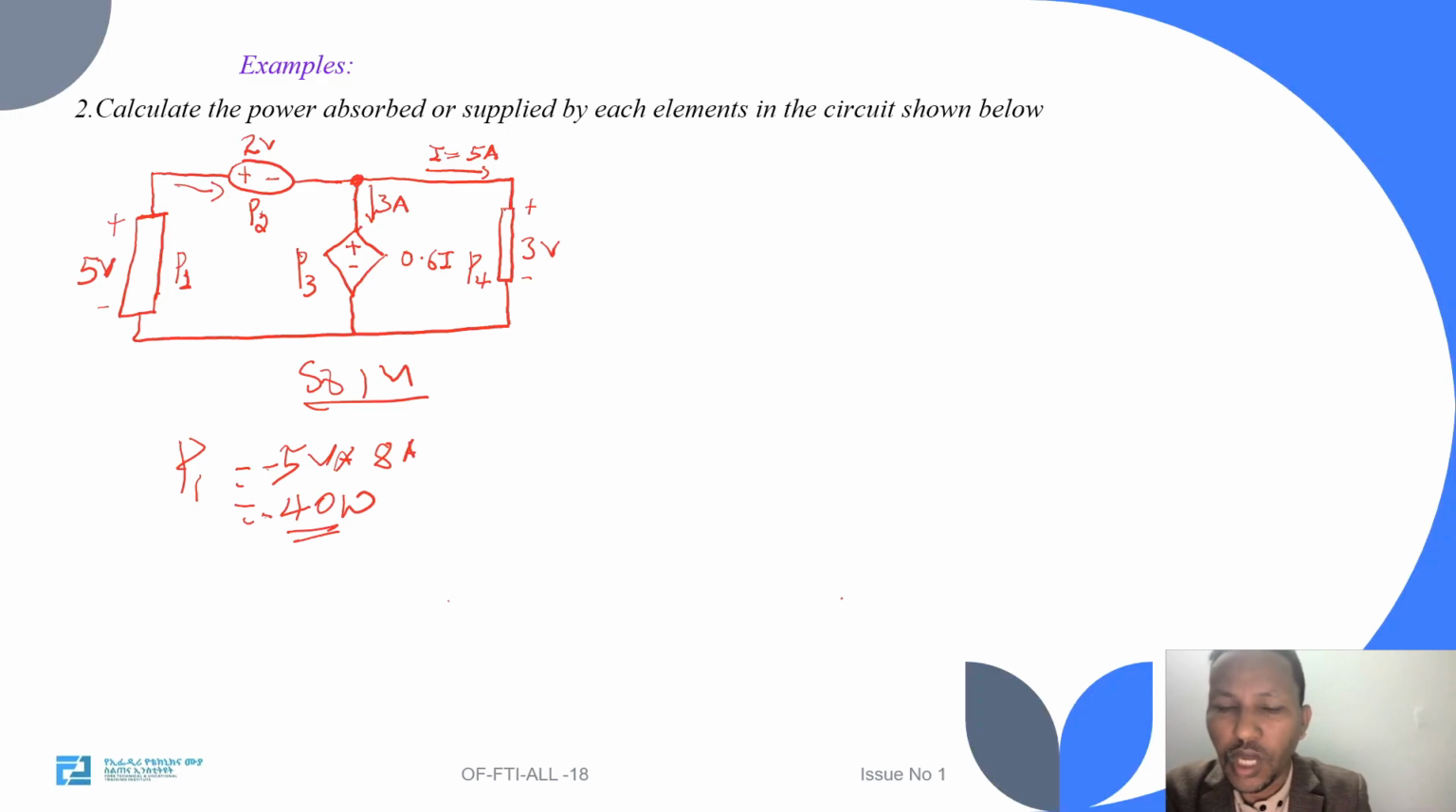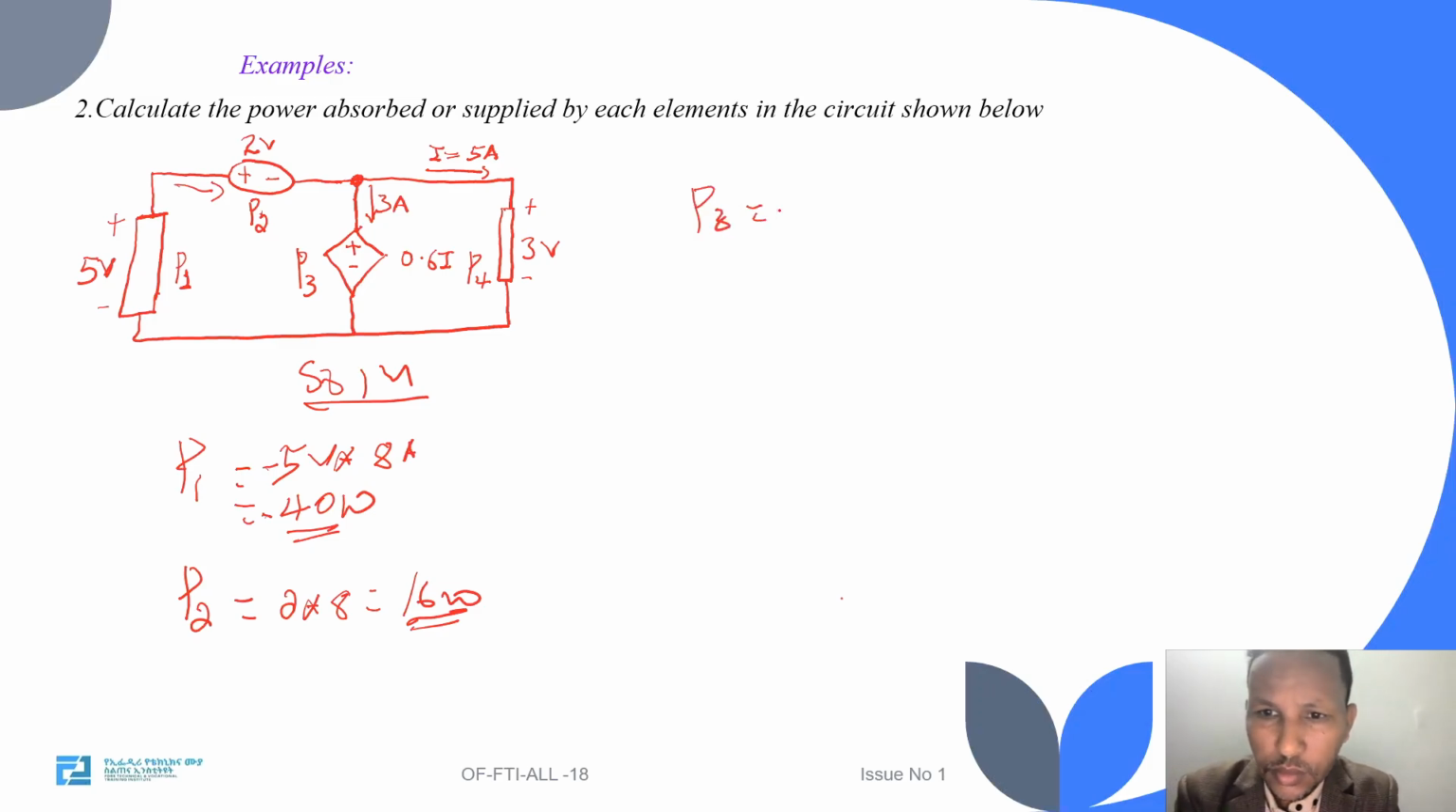Okay, so for the 2-volt voltage source, the current is entering the positive terminal and leaving the negative terminal. So P2 should be positive. That means 2 volt times the current, which is 8, so it should be 60 watt. And again, for P3, the current is entering the positive terminal and leaving the negative terminal. So P3 should be positive.